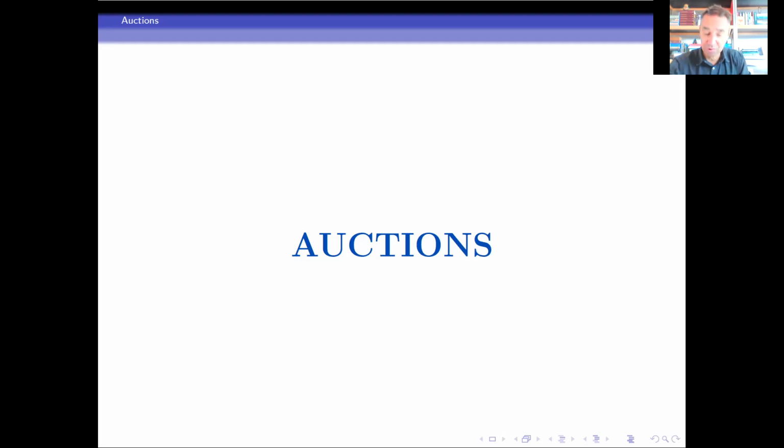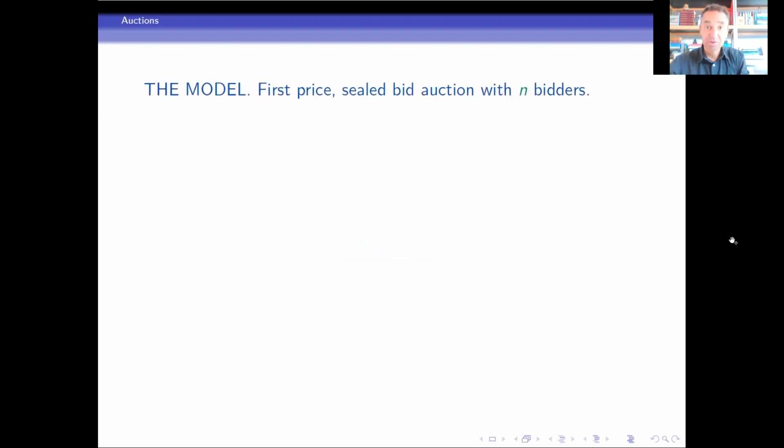But what we are going to do is to look at a relatively simple model, actually one of the first models that was ever studied, and see how the analysis using Bayesian Nash equilibrium can help us to tackle this economic problem, because there is an underlying economic problem behind the auctions. So the model that we're going to look at is the first price sealed bid auction with n bidders.